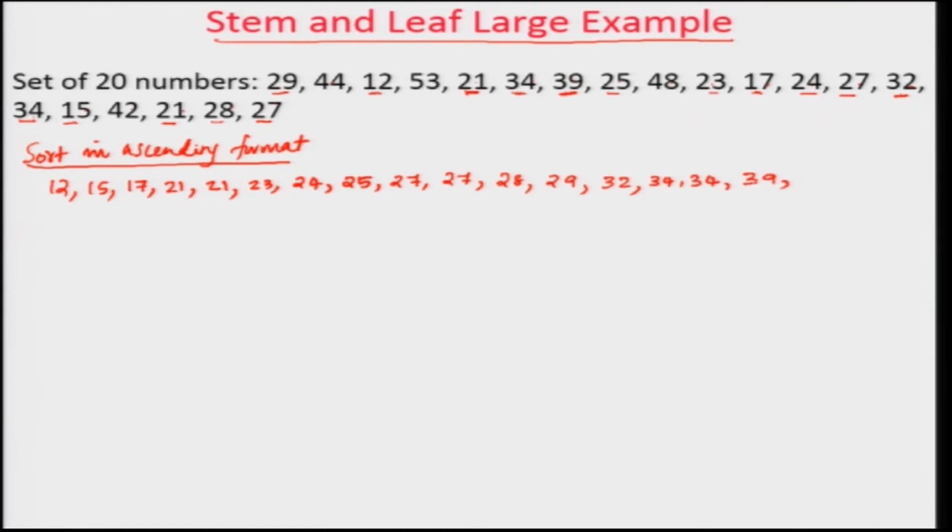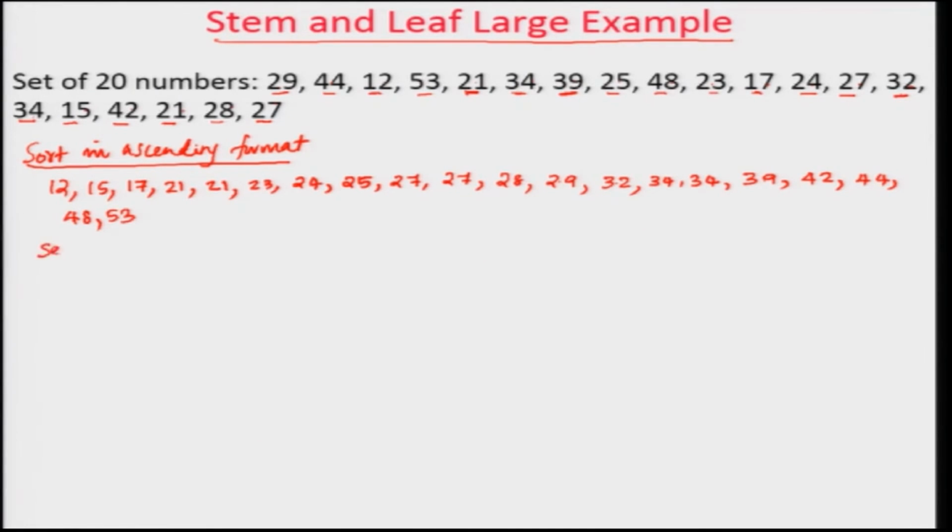So, we have 39. Then 40, we do not have a 40, the next largest one is 42, 42, and after 42 then it is 44, then we have 48, 48, the last left out one is 53. Okay. So, we have sorted every number, the 20 numbers are sorted in ascending order. Okay. So, we have all the 20 with us.